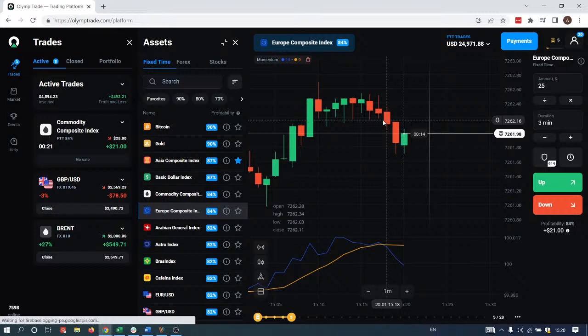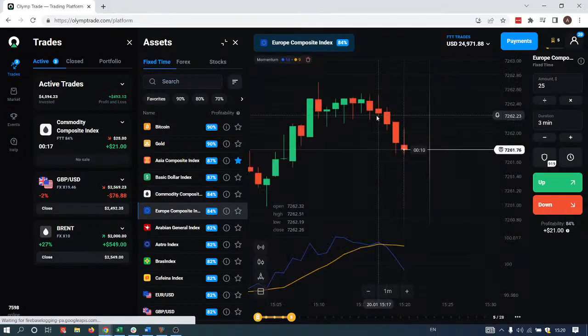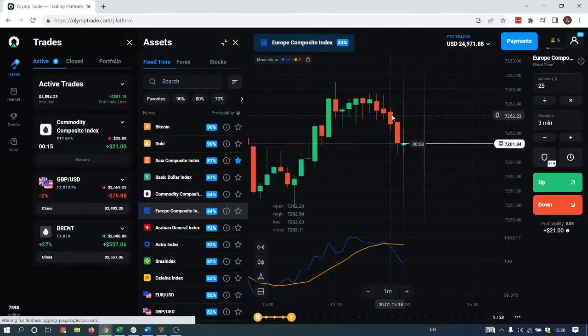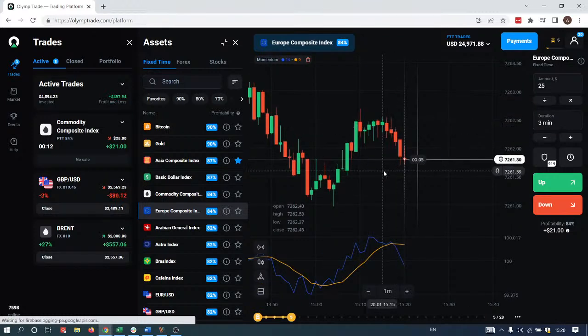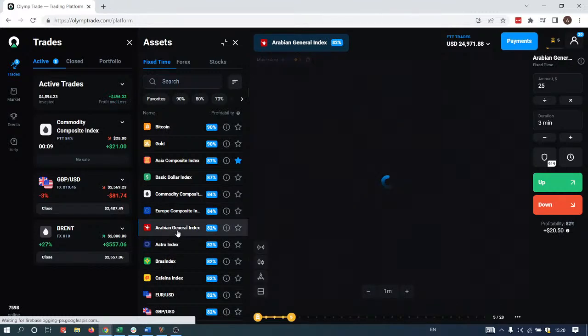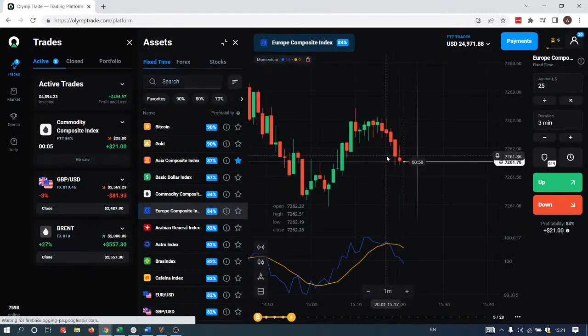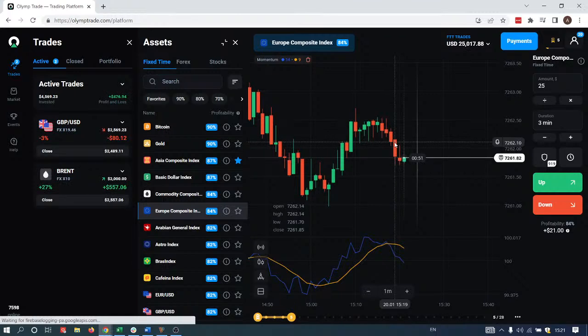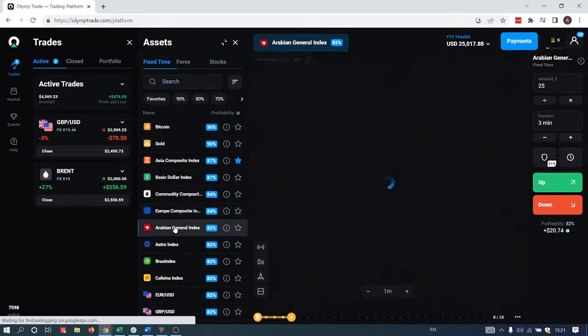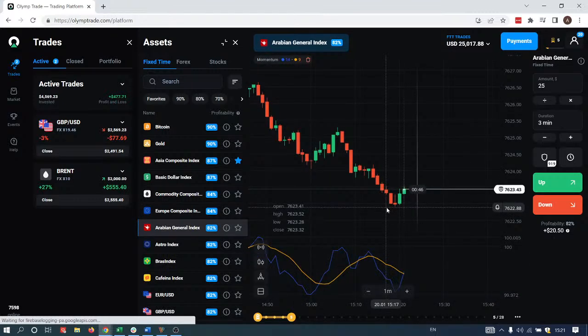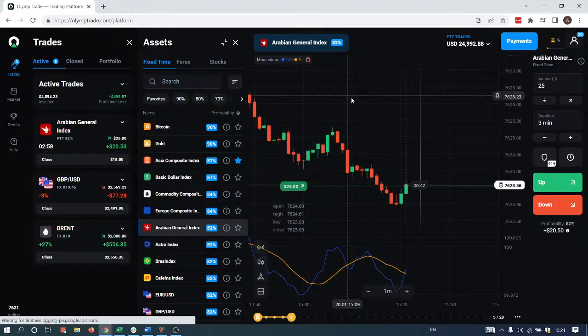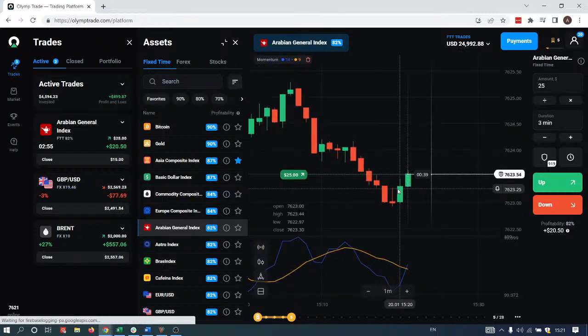And okay, so commodity and Europe composite index, they are both in correlation with one another. But I think I want to skip this signal because it's a little bit, yeah, like 3 candlesticks ago, a little bit too late, I think. And also the price has already dropped quite a lot, and I'm afraid that there might be a pullback once I enter a trade. At the same time, Arabian General Index, an up trade, a pretty good one, I think.